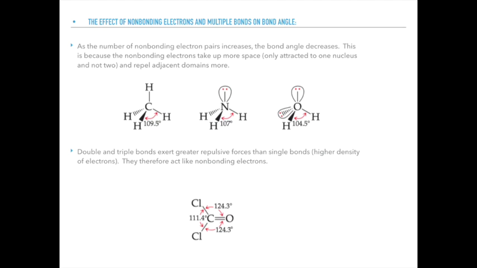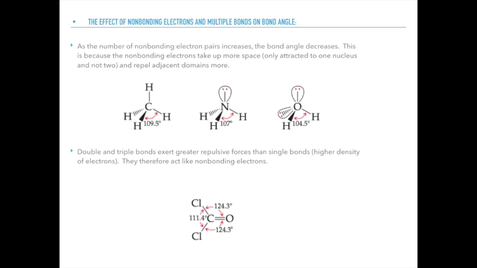So as you can see here, without that double bond, you would expect the bond angle between all of those to be 120 degrees. But since there's a double bond between carbon and oxygen, that double bond repels the chlorine atoms downwards, reducing the bond angle between the chlorine atoms and increasing the bond angle between the chlorine and the oxygens.